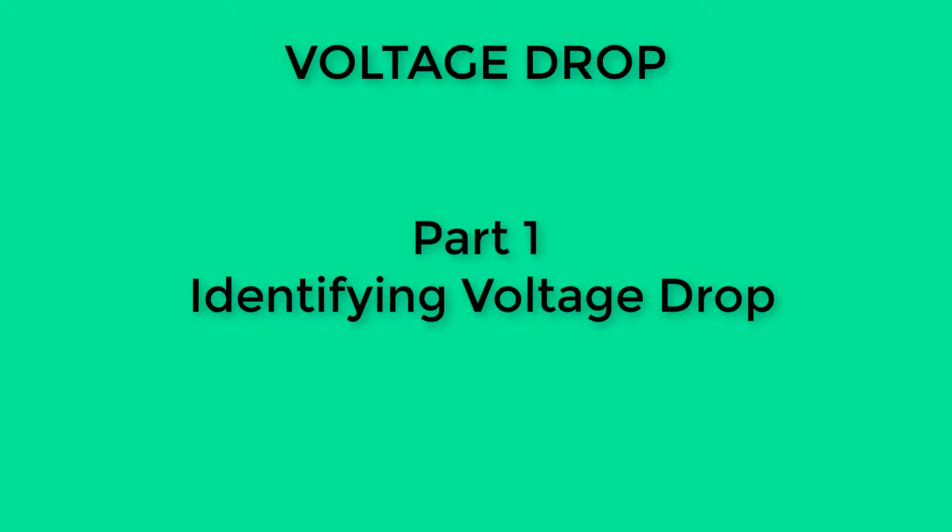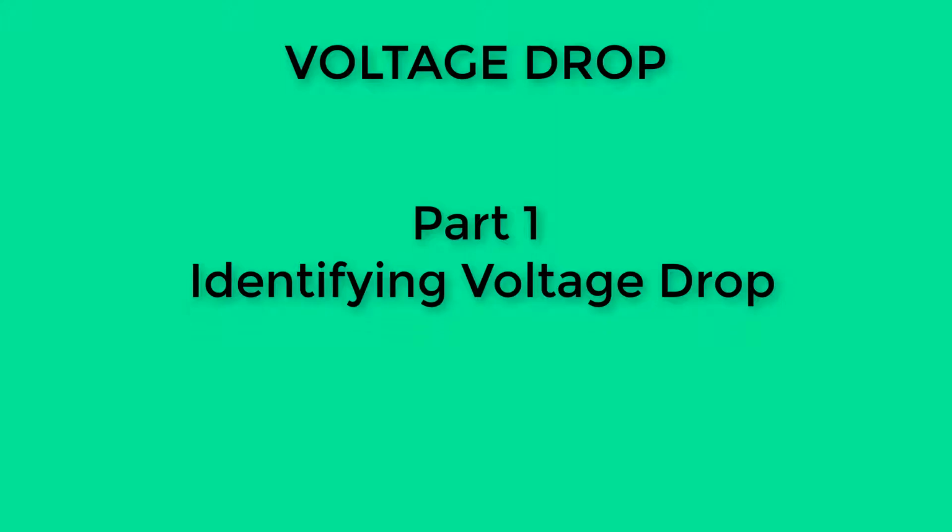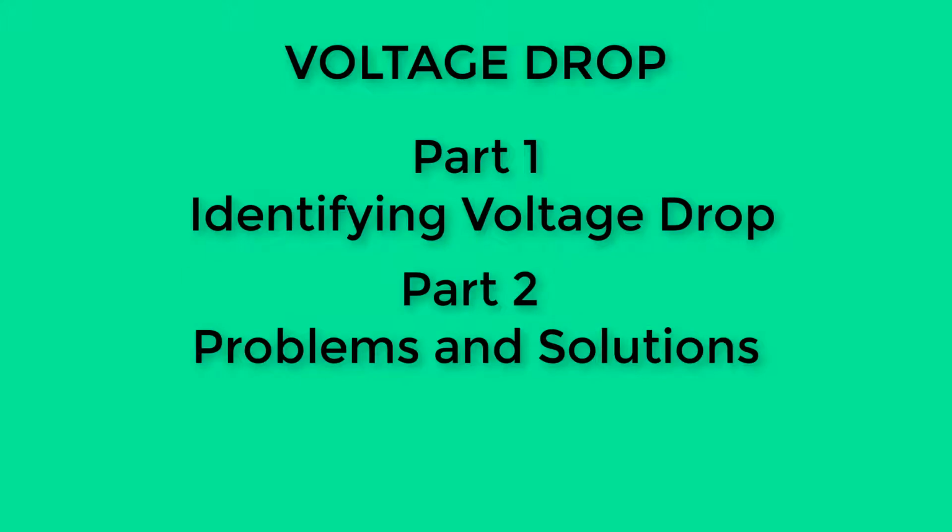Voltage dropped in circuit conductors may result in low voltage at the electrical load. Circuit design may include calculations for identifying and correcting voltage drop issues. The first voltage drop video identified the components of a circuit that causes conductor voltage drop. This video, Part 2, presents voltage drop examples and solutions to correct voltage drop issues.